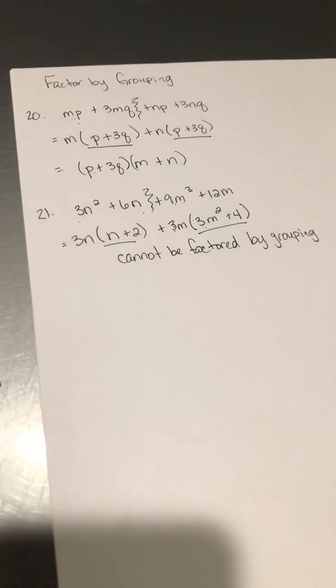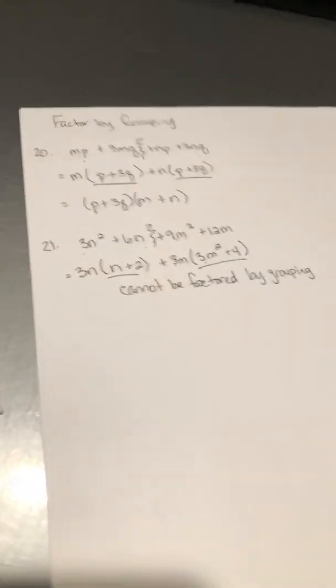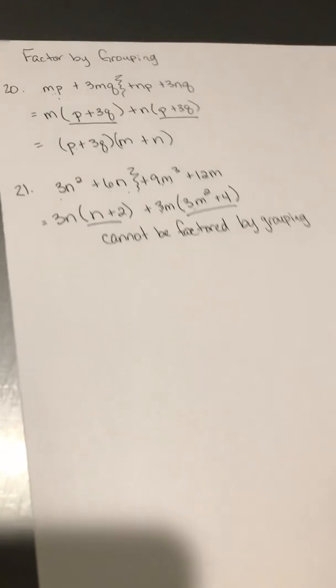So if it cannot be factored, it's called prime. It just cannot be factored, but that's okay. You can have them that can't be factored.